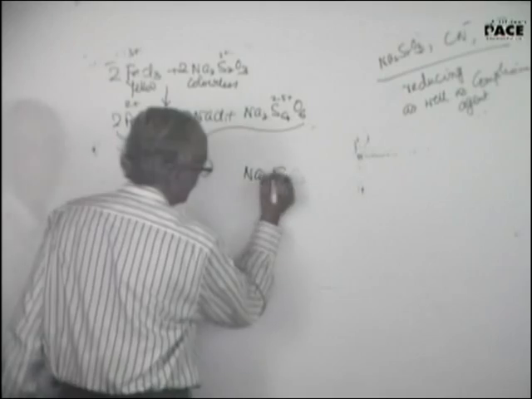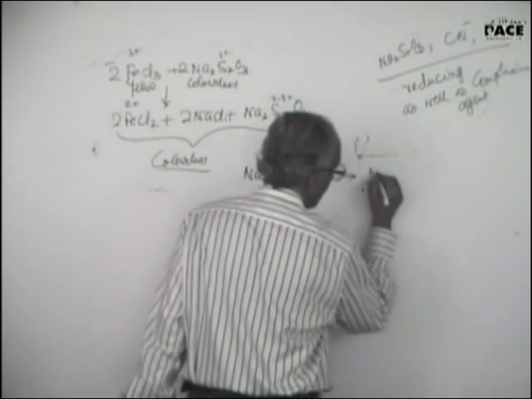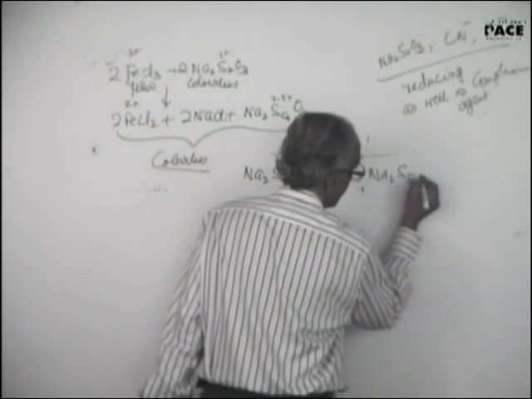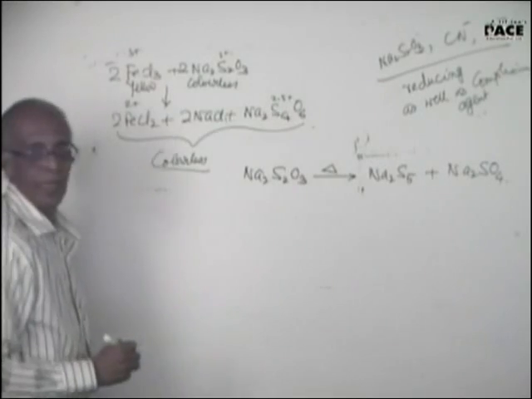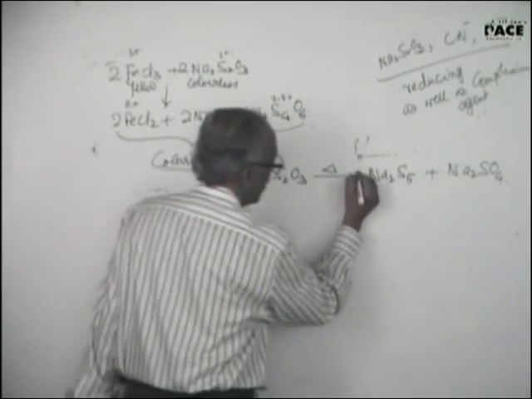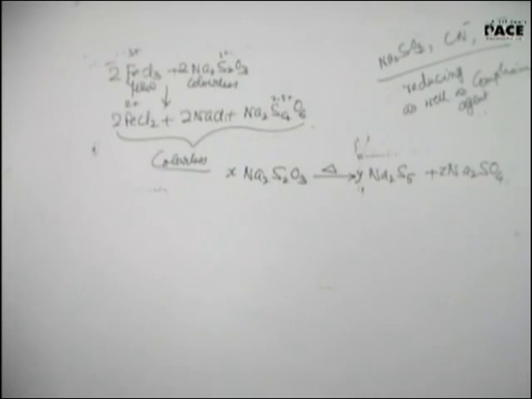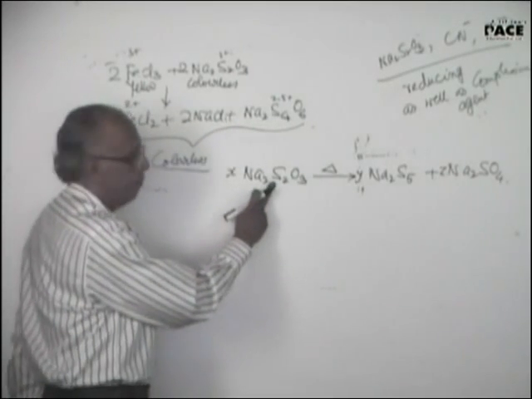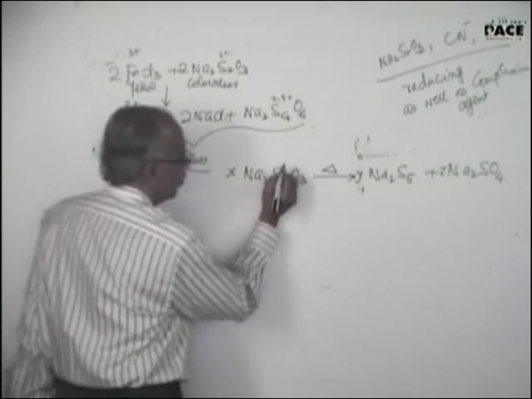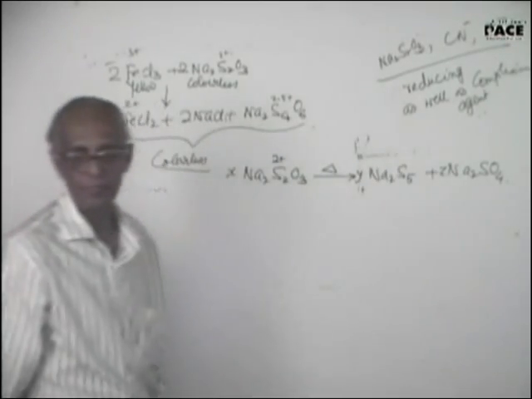Sodium thiosulfate, if you heat it, you get sodium pentasulfide plus sodium sulfate. Give me the value of X, Y, and Z. Calculate the oxidation state of sulfur. What is the oxidation state of sulfur here? Plus 4. What is the oxidation state of sulfur here? -4.